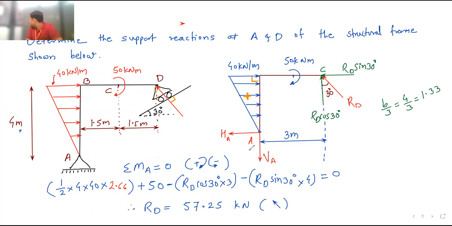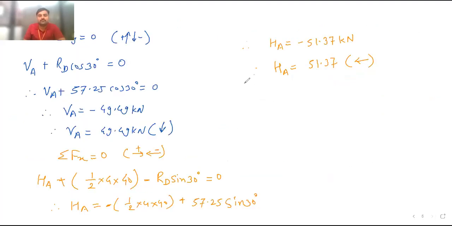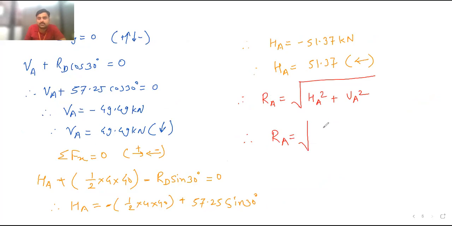Now we have to find the resultant of HA and VA. Therefore, RA is equal to the square root of HA square plus VA square. RA is equal to the square root of 51.37 square plus 49.49 square. Therefore, RA is equal to, what is the answer?